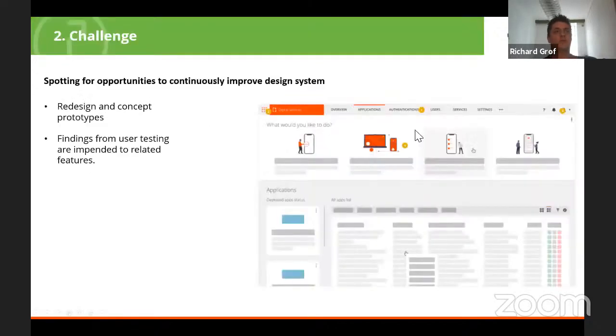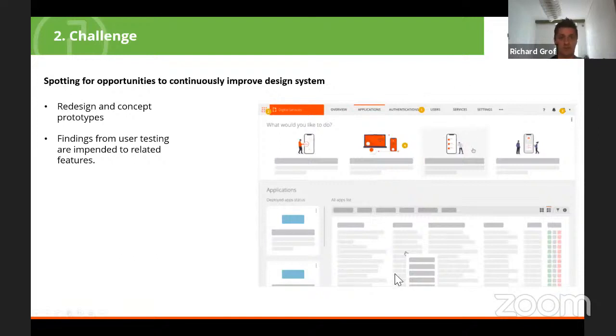The second challenge we are having is spotting opportunities to continue improving our design system. A typical example is that recently we had several, I would say, parallel redesigns and concepts at the same time, which is not easy to manage from a design system point of view. So we were trying to continue to find ways to enhance our patterns or components.